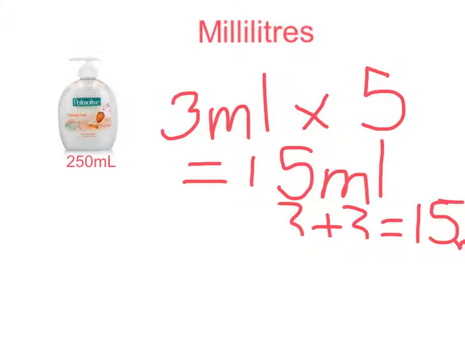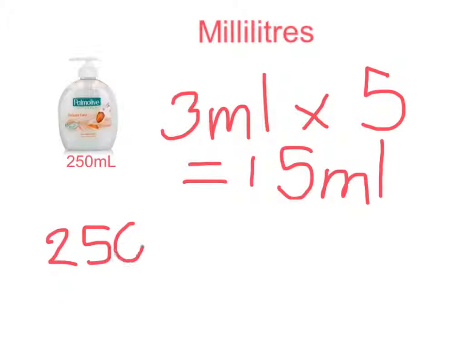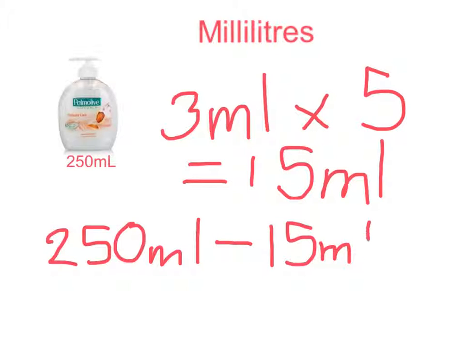Now what we want to figure out is what is left in a new container of hand soap once the whole family has washed their hands. So I need to do a subtraction sum. So I have 250 milliliters to start with in my new container minus 15 milliliters equals, so I'm going to subtract 10 first.